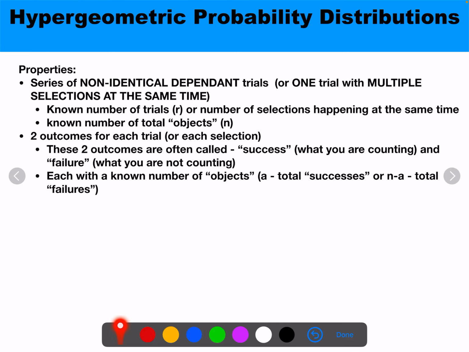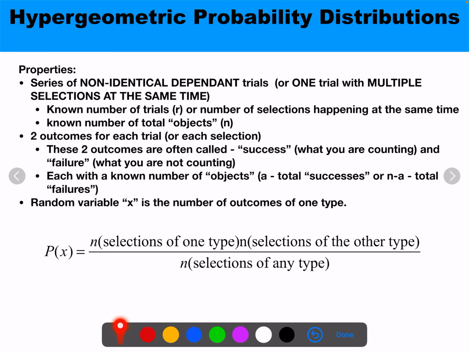Each of those has a known number. So the total number of successes is known. We knew the total number of green marbles, and we knew the total number of not green marbles as well. All of that was given in the question. And our random variable is the number of outcomes of one specific type, generally the number of outcomes of this success. So we were looking at the number of green marbles. We specifically looked at the case for 3 green marbles.